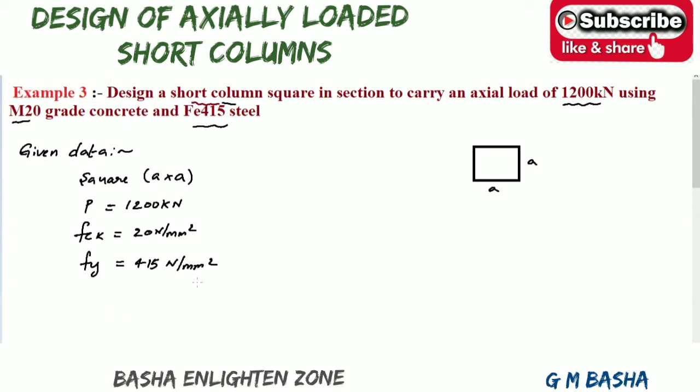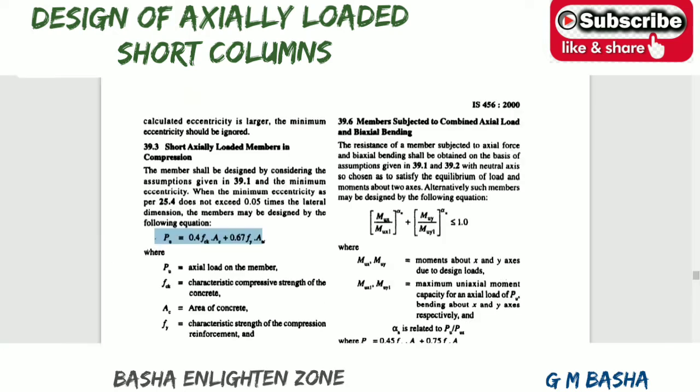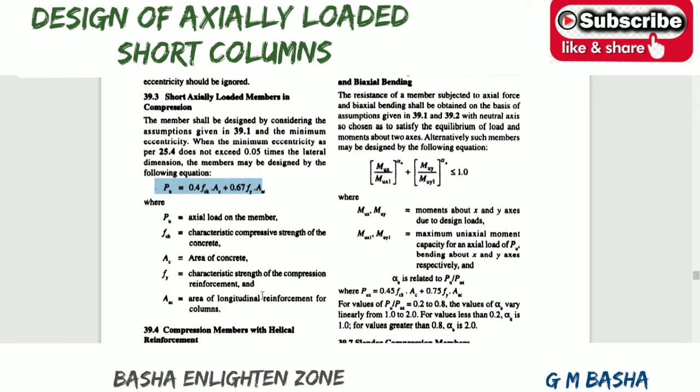See here, the formula will be Pu equal to 0.4 fck Ac plus 0.67 fy Asc. So this is the formula. Here is the terminology: Pu is the axial load on the member, fck is the characteristic compressive strength of concrete, Ac is the area of concrete, fy is the characteristic strength of the compression reinforcement, and Asc is the area of the longitudinal reinforcement for columns.